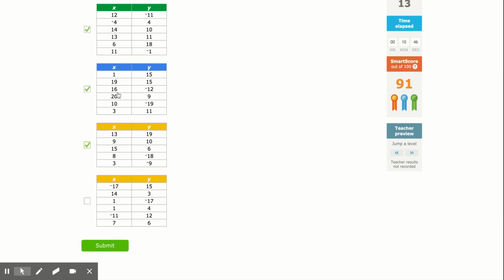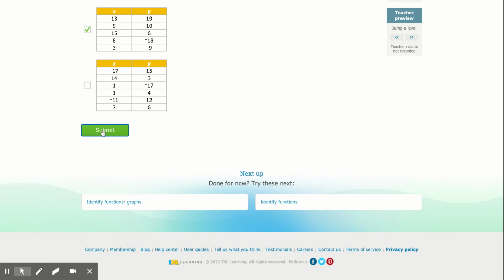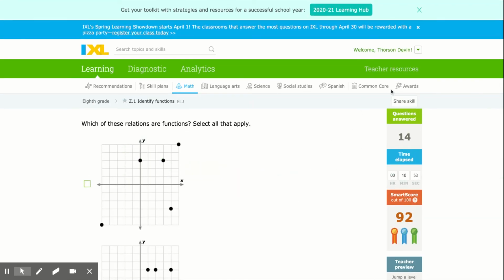I'm just glancing back up here to make sure I didn't overlook anything. I'm not looking for any duplication in x. If you have any questions on this, please do bring them to class, but you should easily be able to fly through this lesson now.